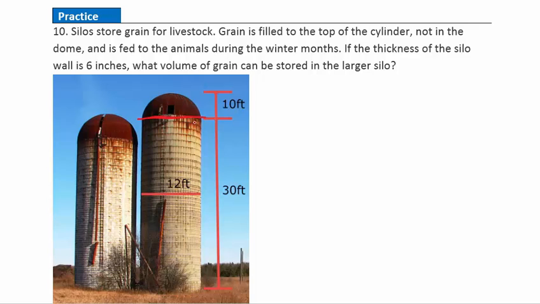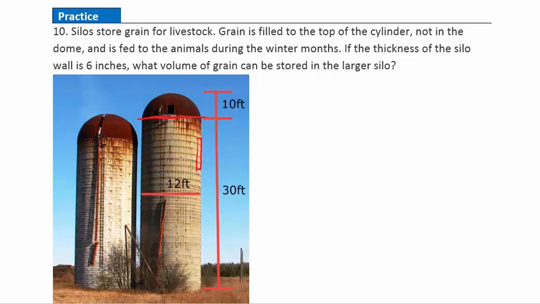If the thickness of the silo wall is 6 inches, what volume of grain can be stored in the large silo? So notice on the inside of this silo, these are blocks, basically cement blocks or some sort of concrete that's making the silo. So there's some thickness to this wall. We don't want to include that thickness when we're calculating the volume of this cylinder. Basically all we have to do here is calculate the volume of the cylinder, but we want to remove this wall when we're thinking about the distance across the inside of the cylinder.